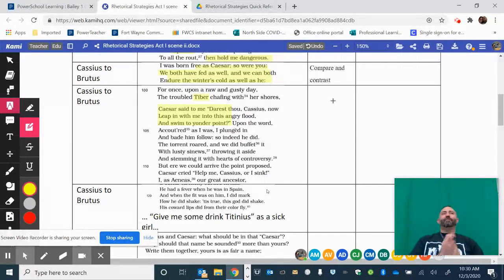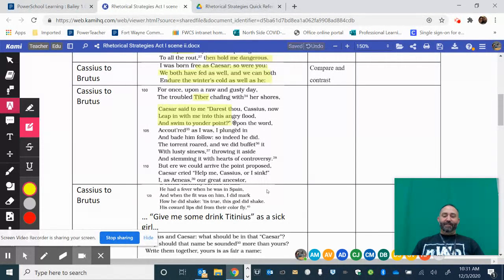All right, let me get this straight. You were standing next to the river with Caesar, and Caesar was like, "Hey, dude, you want to have a swimming contest? I think we should go try it." And Cassius was like, "Yeah, I got you, bro. We're gonna have a race and see who's better."